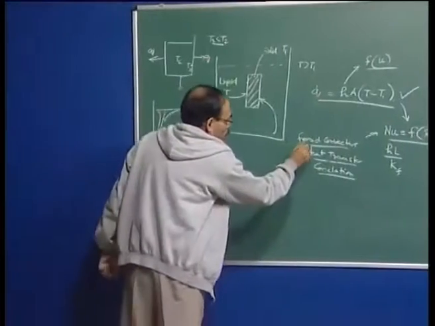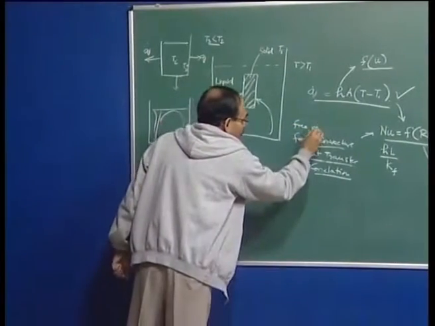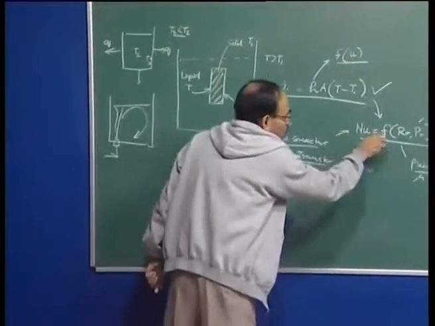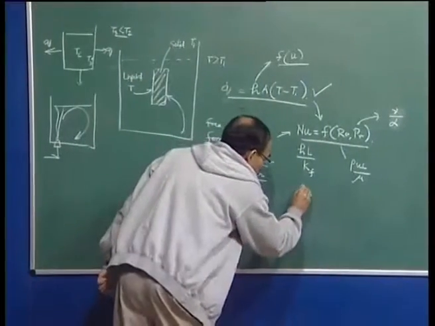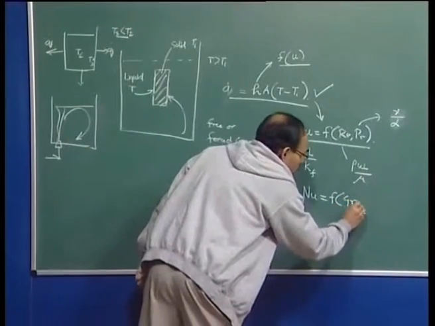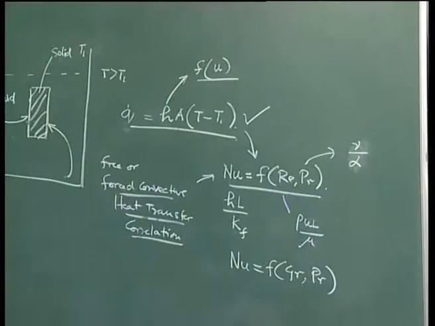So, we have not forced, but we have a free convection heat transfer. So, we either have a free or forced convective heat transfer correlation, and this sort of correlation is for forced convection, and Nusselt number as a function of Grashof number and Prandtl number is a free convection heat transfer correlation. So, depending on the scenario.